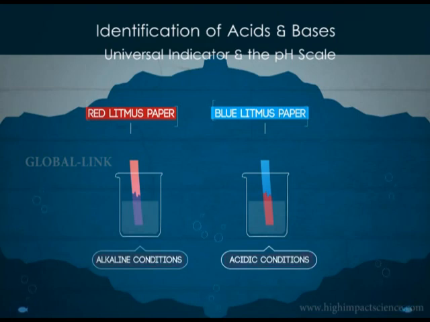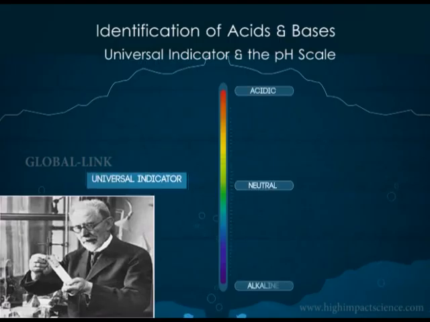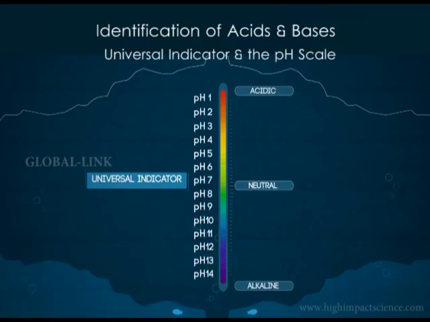However, litmus paper only tells us whether a substance is an acid or an alkali, but it does not tell us how acidic or alkaline it is. In 1909, a Dutch biochemist, Peter Sorensen, introduced a scale to measure the acid and basic strengths. The pH of acidic solutions is less than 7. The pH of alkaline solutions is greater than 7. That of neutral solutions is 7.